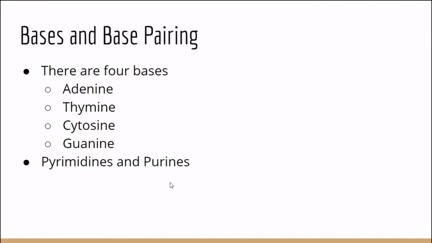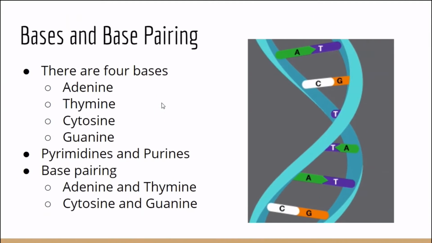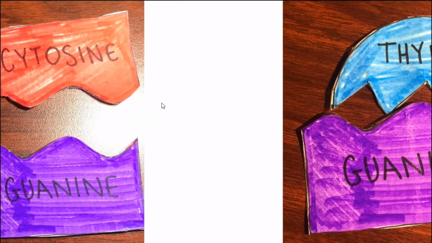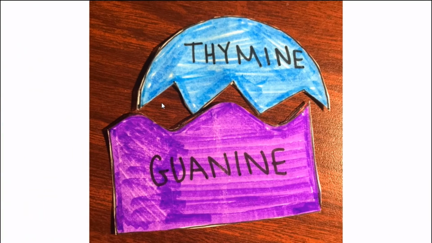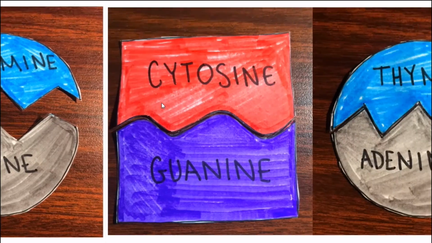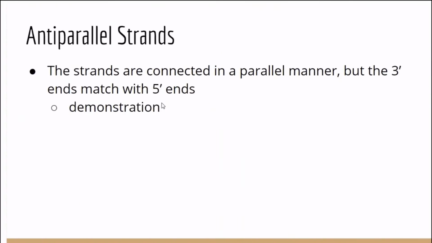There are 4 bases: adenine, thymine, cytosine, and guanine, and these are characterized into purines and pyrimidines. So purines, A and G, have 2 rings, while pyrimidines, C and T, have only 1 ring. And base pairing is present in DNA, which means that adenine and thymine are always paired together, and cytosine and guanine are always paired together. And this is an example showing how, for example, thymine and guanine would never pair, but guanine and cytosine and thymine and adenine fit together perfectly and will always pair together like puzzle pieces.